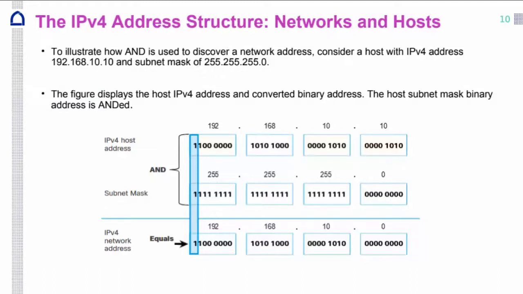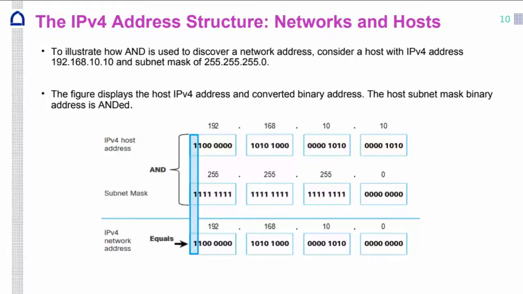This is the IP version 4 address structure. To illustrate how AND is used to discover a network address, consider a host with this IP version 4 address, and this is your subnet mask. So here we have 192. I am converting each octet into its binary value, and 255.255.255.0 I converted into binary. So here all ones, all ones, all ones. If I have all ones, meaning 255, and then 0.